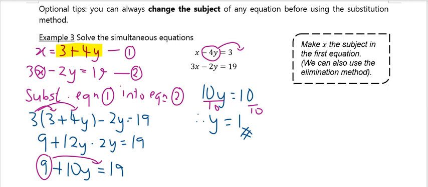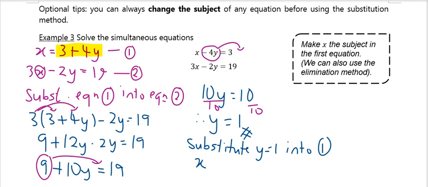But you have to find x also. So you substitute y equals 1 into your new equation 1, which is x equals 3 plus 4y. So x equals 3 plus 4 times 1, so 3 plus 4. Therefore, your x equals 7. Right? So that's all the 3 examples that I can give you for the substitution method. Always remember that whenever you have an equation with a subject, you can straight away substitute into the second equation like this one. Right, that's it. Thank you very much and see you again next time.